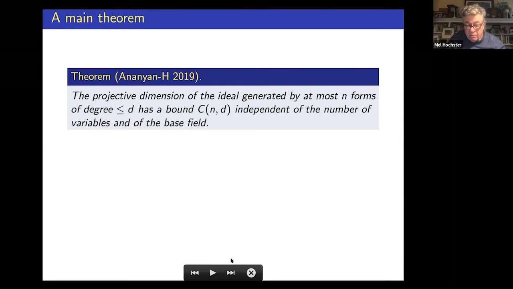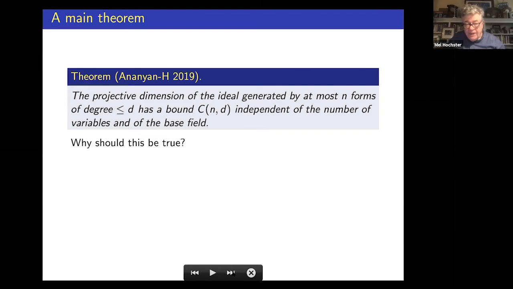Stillman's original question was rather vague as far as the field went, but it turns out when we get specific bounds, we can do a little better if the characteristic is big or 0, which we can think of as sort of infinite characteristic. And some of our results on low degree are different in characteristic 2 and characteristic 3, but there's always a bound. And this theorem asserts that.